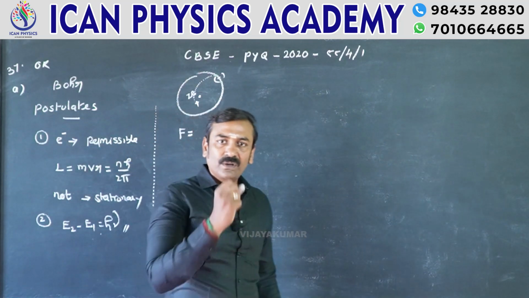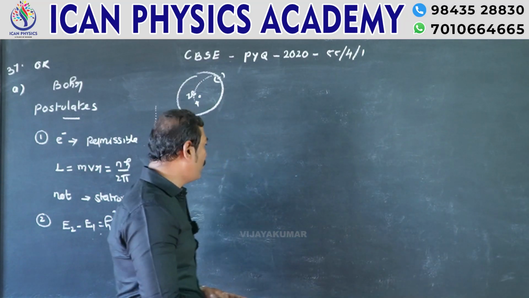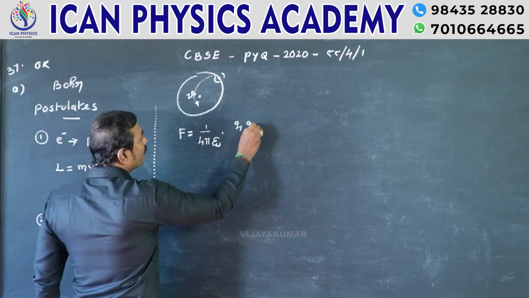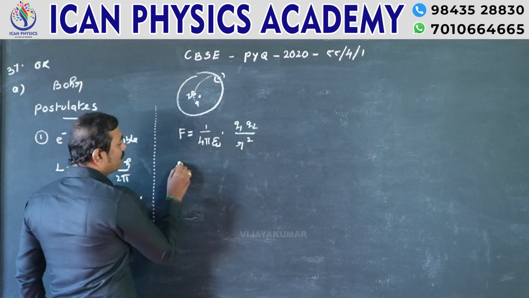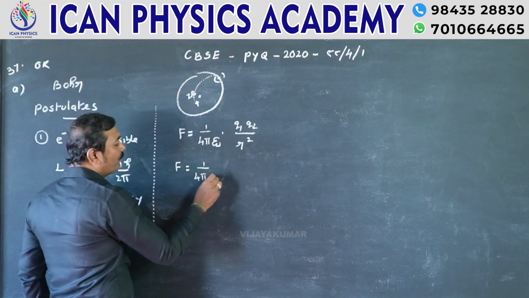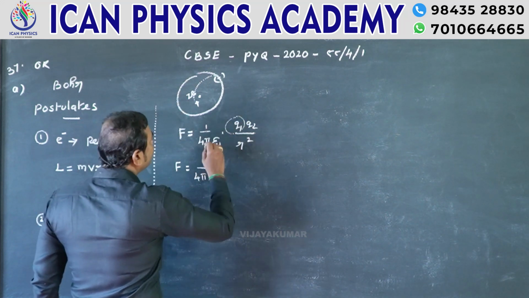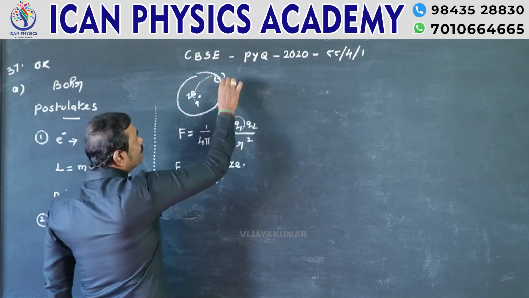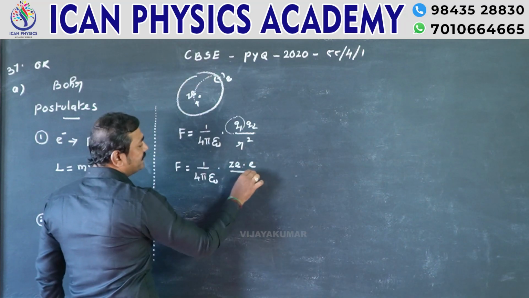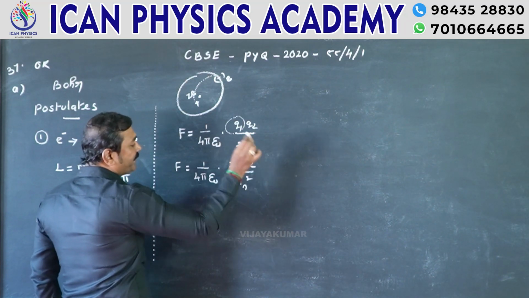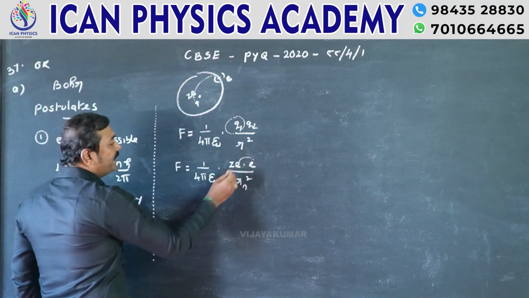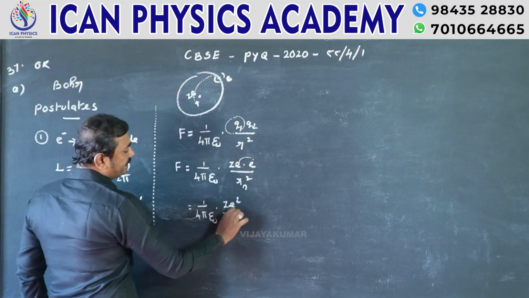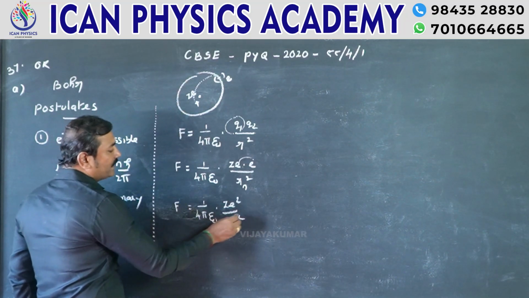So what is the force? 1 by 4 pi epsilon 0 Q1 Q2 by r squared. So F equals 1 by 4 pi epsilon 0. Q1 is the charge of the nucleus, Ze. Then Q2 is the charge of the electron, e, divided by the radius of the nth orbit, Rn squared. Now e and e becomes e squared. So 1 by 4 pi epsilon 0 Ze squared by Rn squared is the force. This is equation 1.